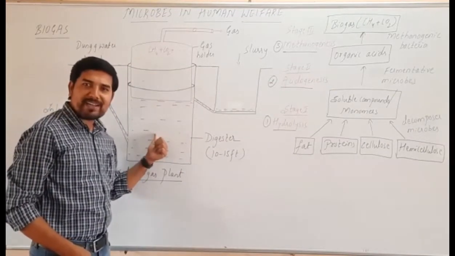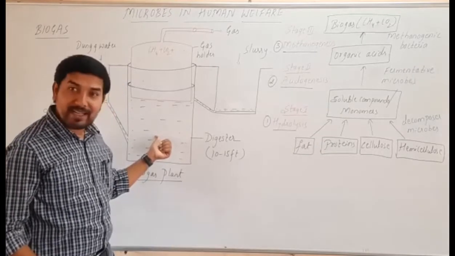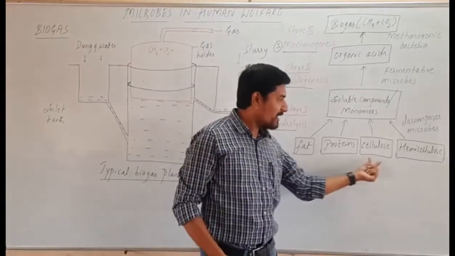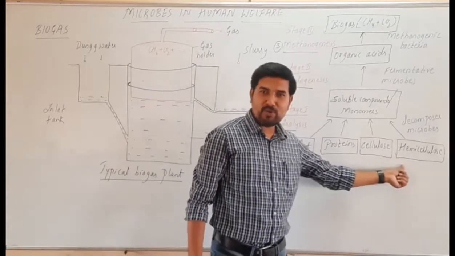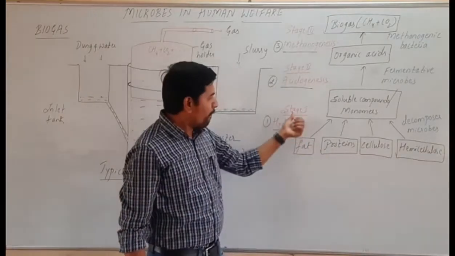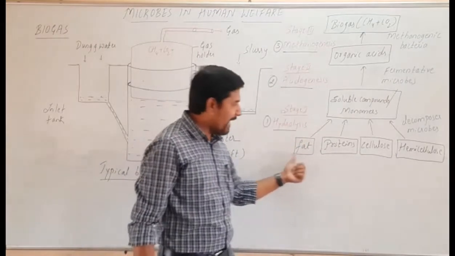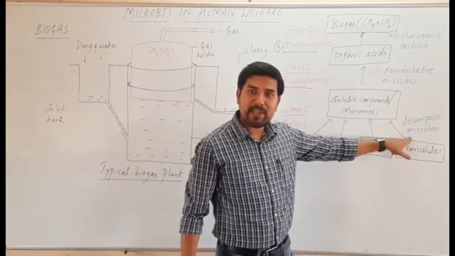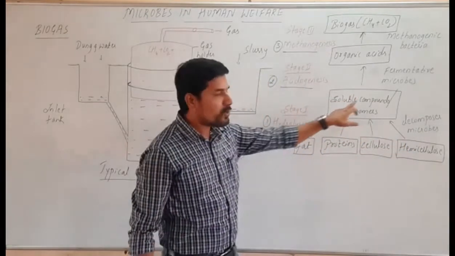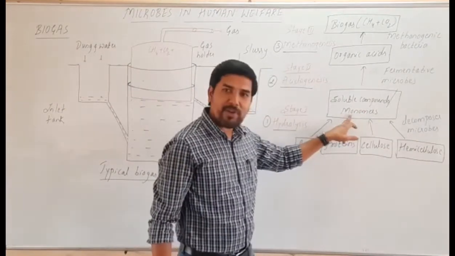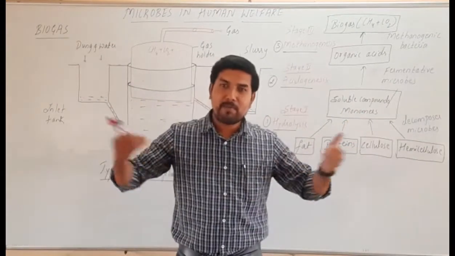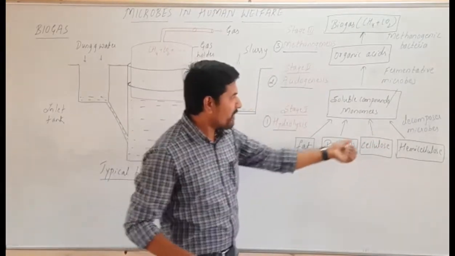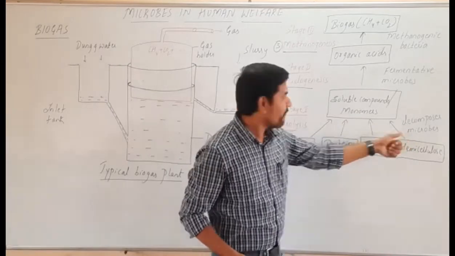What does the raw material consist of? The raw material consists of fats, proteins, cellulose, hemicellulose. By hydrolysis of all these, with the help of decomposer microbes, they are converted into soluble compounds, which we call monomers, because these are polymers. Polymers are broken down into monomers with the help of decomposer microbes.